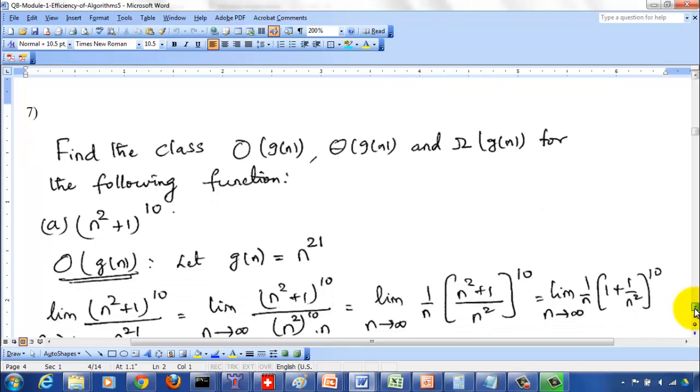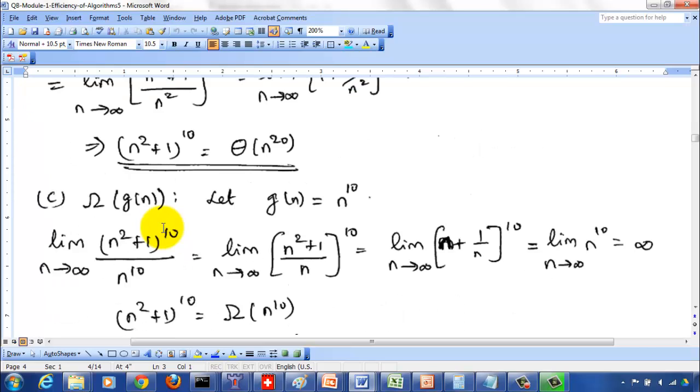Okay, so now I'm going to find the class big O, theta, and omega for a given function, (n square plus 1) raised to 10. As I said, this is like (n square) raised to 10, so n to the 20. So if we want to find the big O of it, let's choose a function that is slightly greater than this. So we'll say n raised to 21.